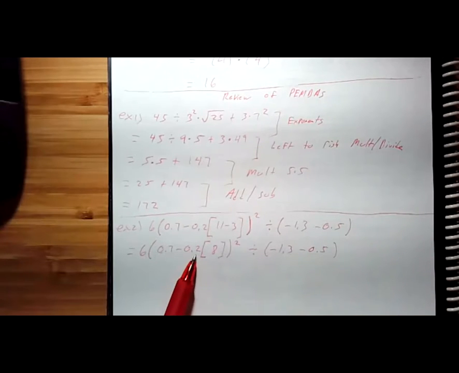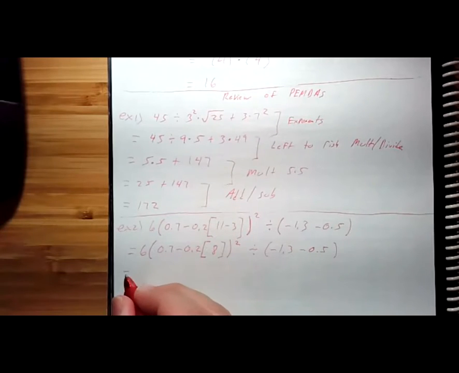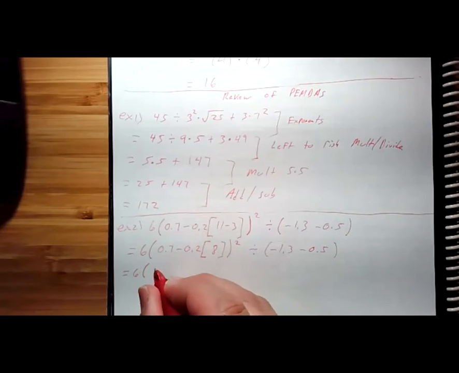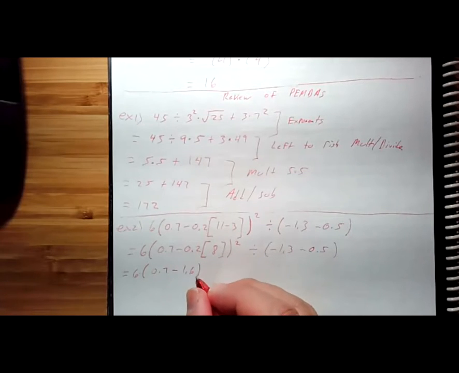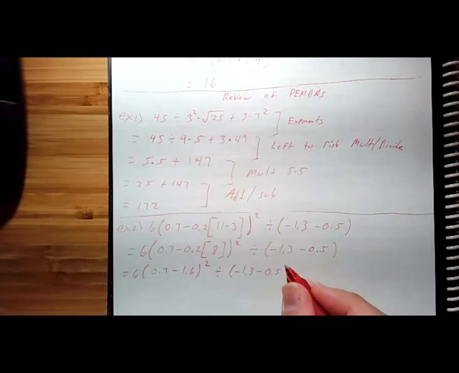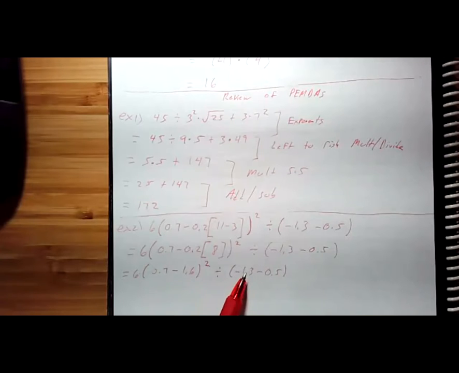Now let's deal with this parentheses times 0.2. What is 0.2 times 8? Wouldn't it be 1.6? Yeah. So it'll be negative 1.6, right? Squared. So now I've dealt with the innermost, so those are done. Now, deal with these sets of parentheses.